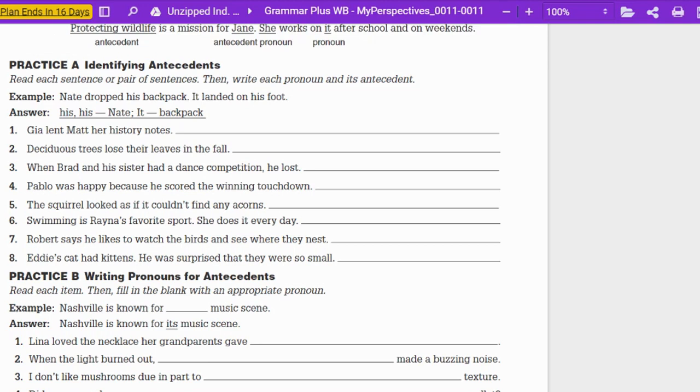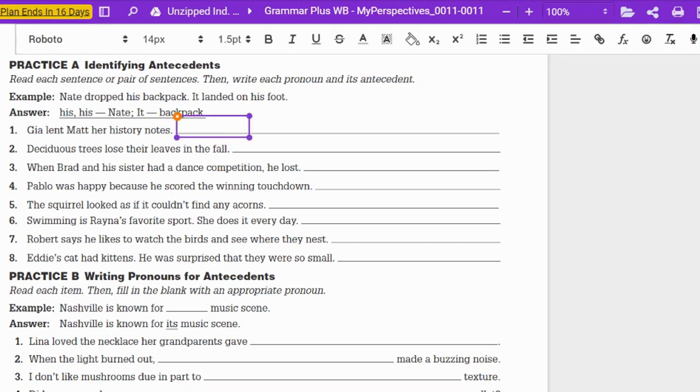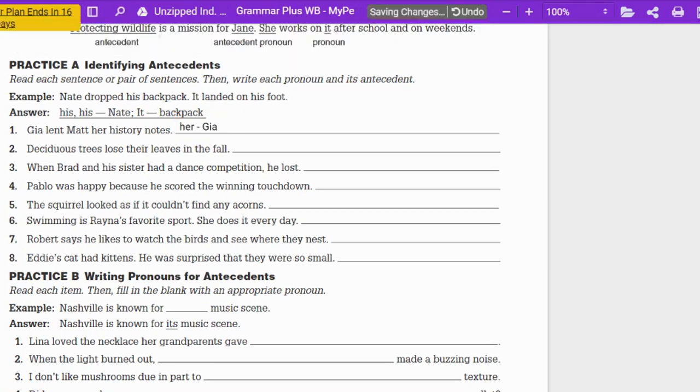Let's take a look at number 1. This is tricky because I see two proper nouns here. Gia lent Matt her history notes. Her is the pronoun. Careful here. The antecedent is what her is referring to. In this case, it is Gia. Gia is the antecedent.